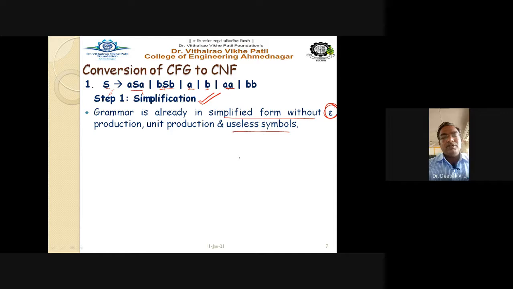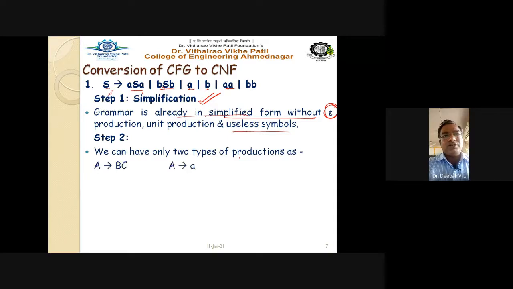So observe the grammar. By observing the grammar, we write in step 1 that the grammar is already in a simplified form; it does not contain any epsilon or unit production or useless symbol. So directly start to convert into the normal form. In step 2, we start converting into the normal form. We require only 2 types of productions: A gives BC, and A gives a. They must be in this format.